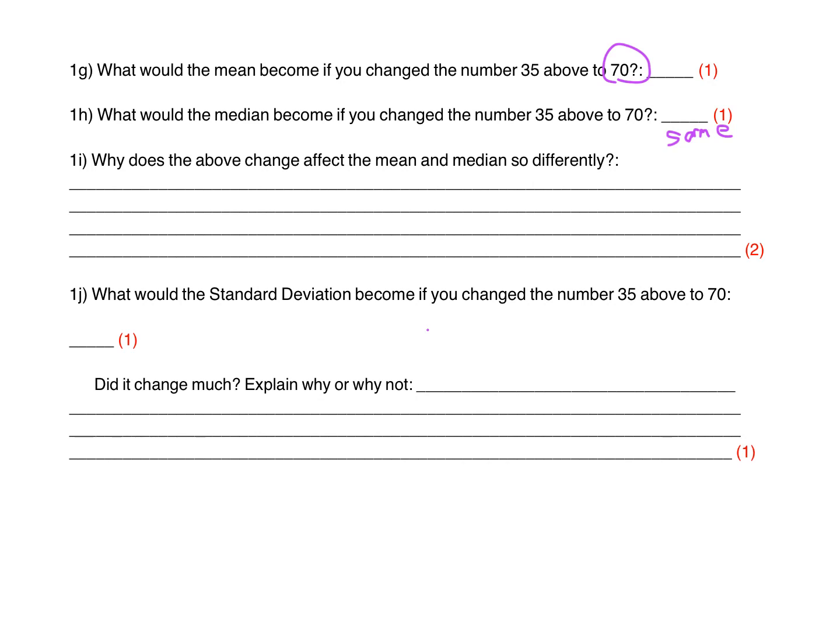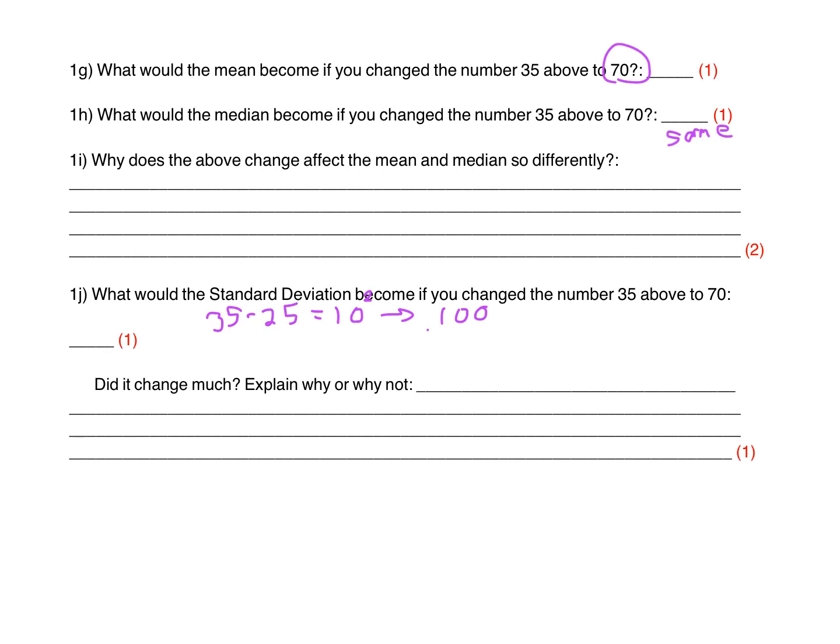And so that's the answer they're looking for in 1I. And for 1J, the standard deviation, if you change the number 35 to 70, well, before when we were finding the standard deviation, we were taking the value 35 and minusing the mean. And so in that case, we would have got 10 and then squared it. And so we would have had 100 in our squared means list.